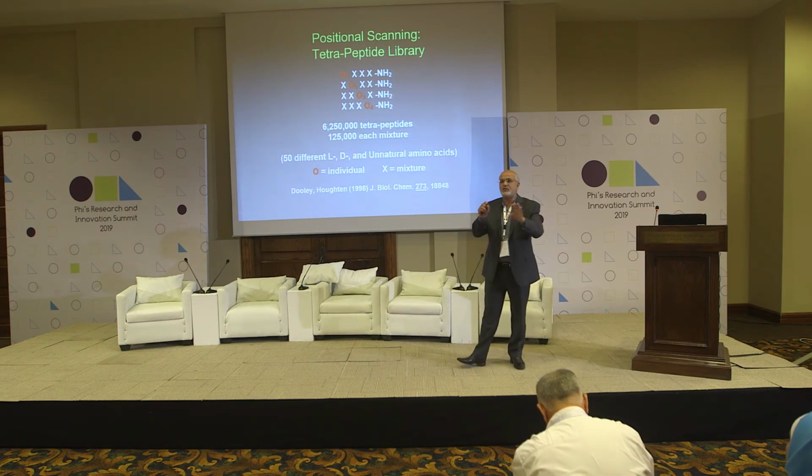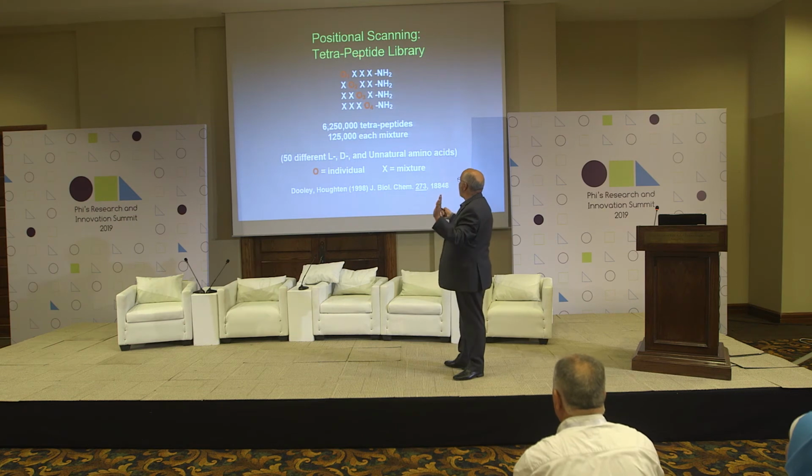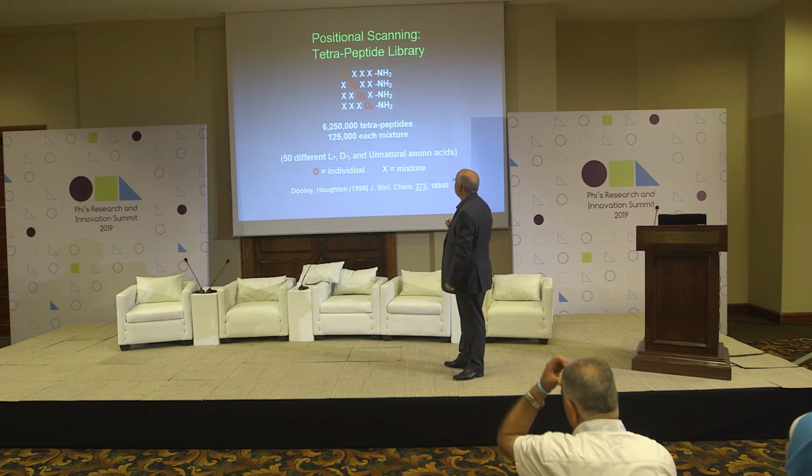If you understand this, you understood the concept of combinatorial chemistry. I fix the first amino acid, and the second, third, and fourth amino acids come as all mixtures. So I will mix 125,000 peptides here. For every single mixture, I have 125,000 compounds.